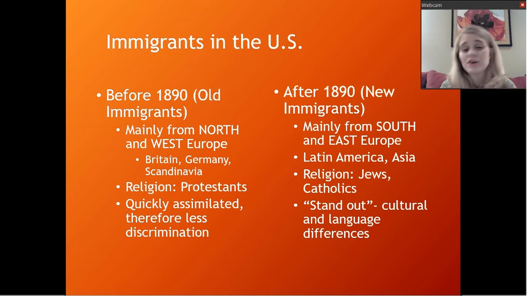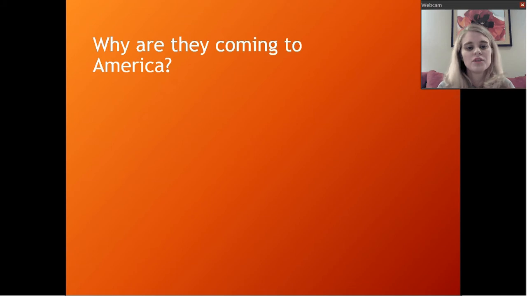There's a lot of stereotypes about people who come from Ireland and Italy, that they are heavy drinkers and that they're lazy. And so after 1890, the immigrants that come in stand out a little bit more than those immigrants that came before 1890. And so what this is going to lead to is a little bit of tension here in the United States because of this. So the next question is why is there such an influx in immigration from these places after 1890? And there's a few reasons for that.